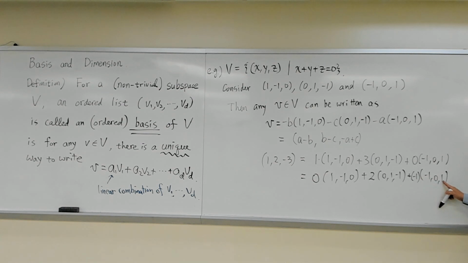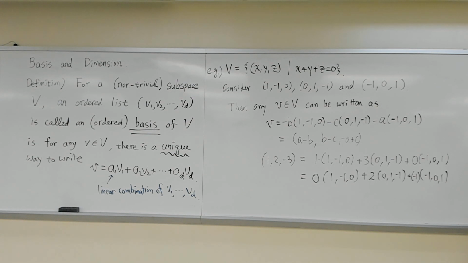Negative 1 times 1 gives you negative 1. 2 times negative 1 is negative 2. Negative 2 plus negative 1 is indeed negative 3. So that also works. Oh, so is the uniqueness part true? No, it's not true. Okay?